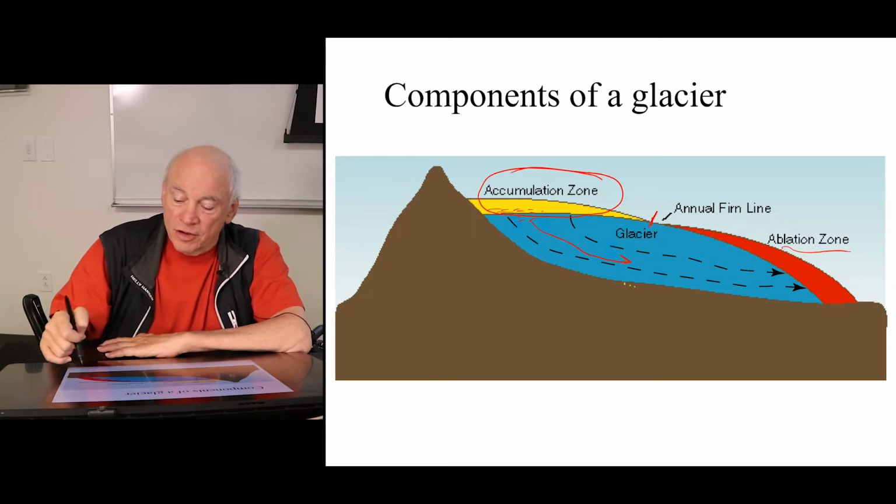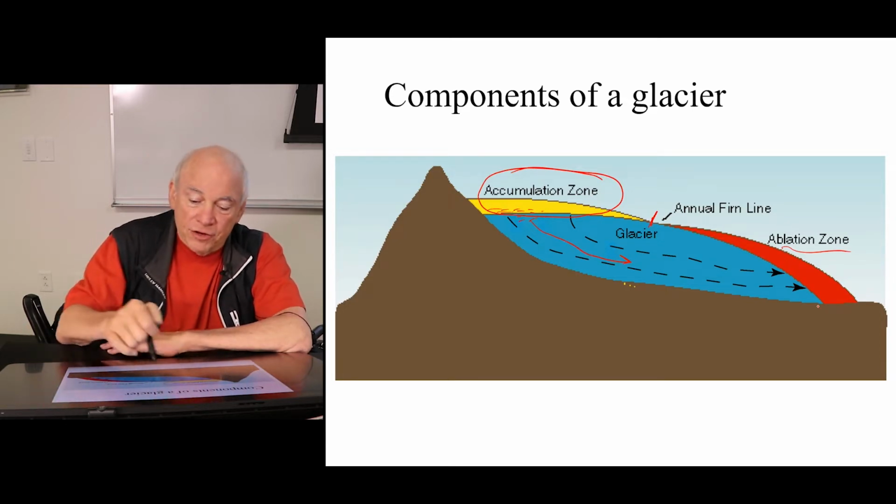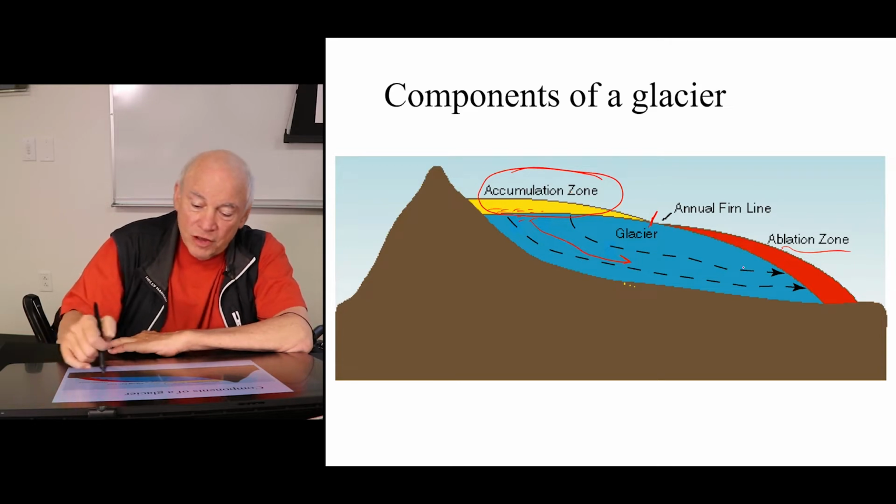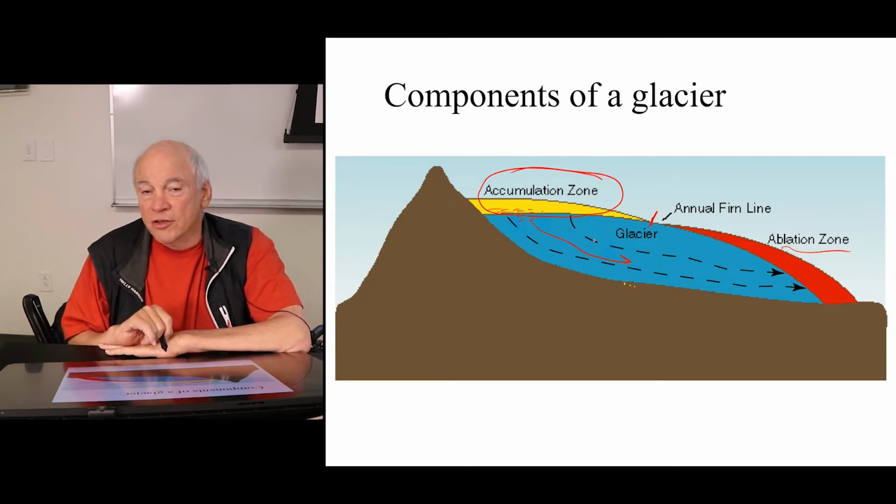So, glaciers can move forward if there's more accumulation than melting, or they can retreat if there's more melting than accumulation.